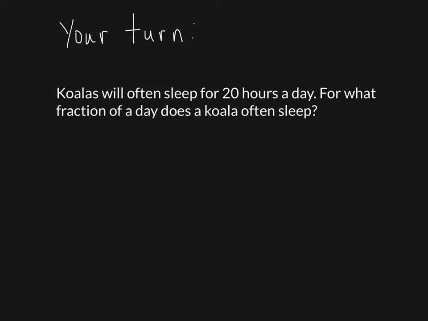So you will need to figure out 1 hour is what part of a day. You'll have to multiply that by 20, and then you'll need to put your answer into simplest form in order to find the answer to this question. And of course, your answer needs to be in the form of a sentence when you type it into the Edpuzzle quiz. Good luck, and I'll see you in math tomorrow.